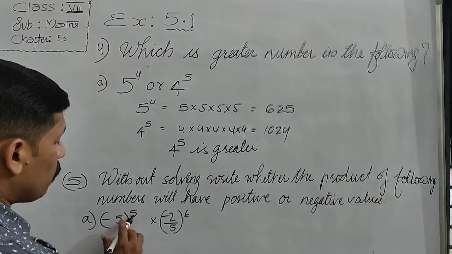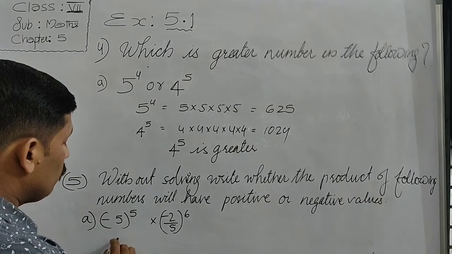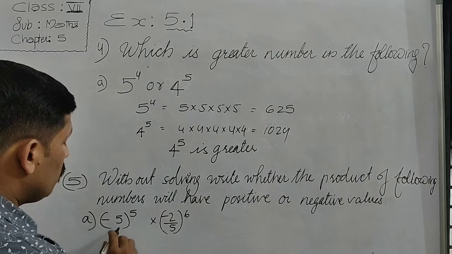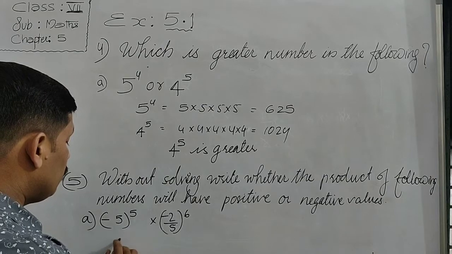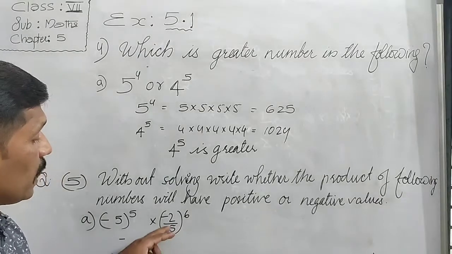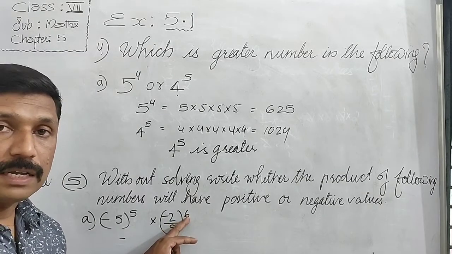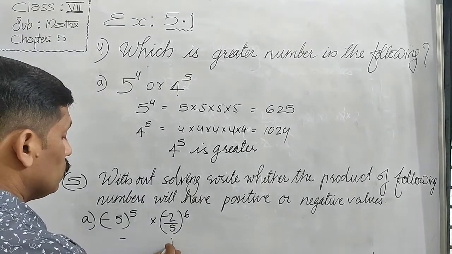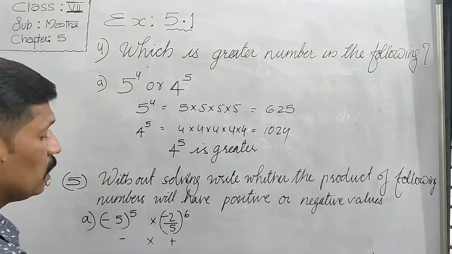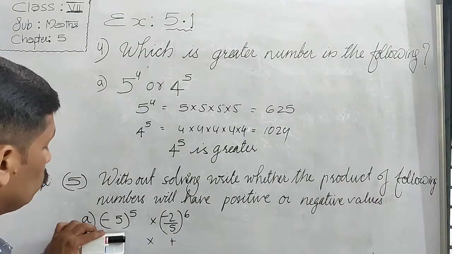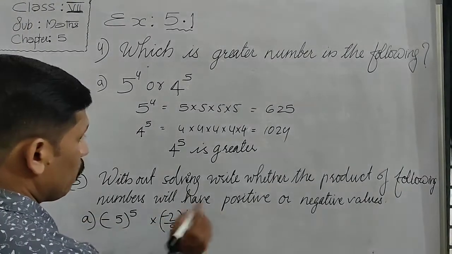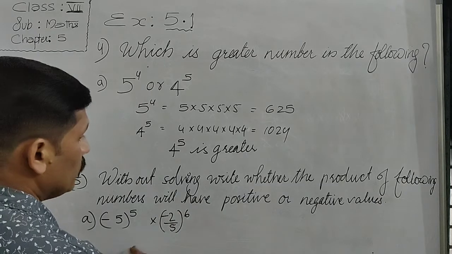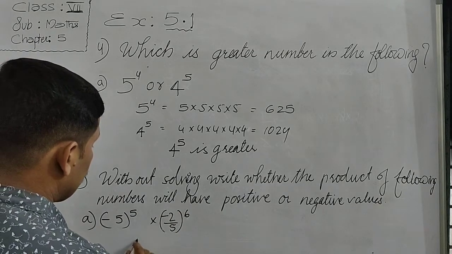So this is an odd power. 5 means an odd number. So negative 5 power 5, its value will be negative. And here it is a negative number with even power. Even power, it will be positive. So negative into positive changes to negative. So here we can see that its value will be negative. When we find the product of these numbers, its value will be negative.